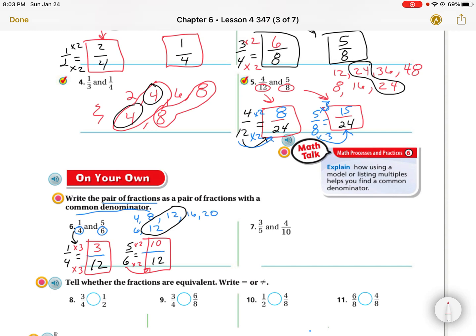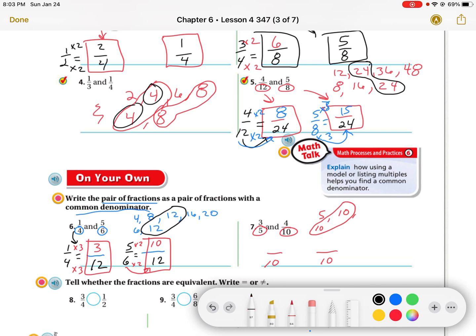All right, one more. Why don't you pause this one and try to do it and then come back and check it. Get your common denominator. Count by 5s, 5, 10. Oh, there's my match, done. So I'm renaming these fractions, and I'm going to have a denominator of 10.